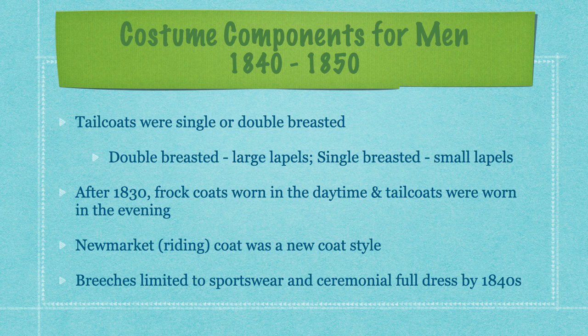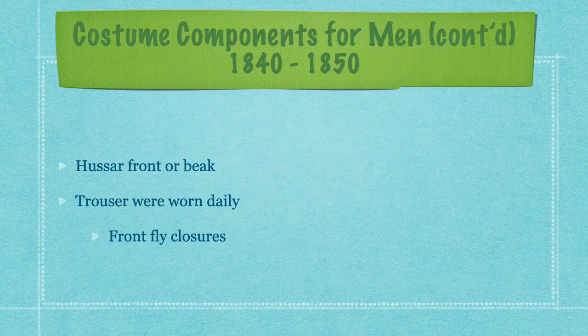Breeches, front fly closures replaced the fall closures. Breeches were now limited to sportswear and ceremonial full dress as of the 1840s. Waistcoats lengthened and developed at a point in the front called the hussar, which was a front or a beak. Lapels narrowed and were less curved. Front fly closures replaced all fall closures.